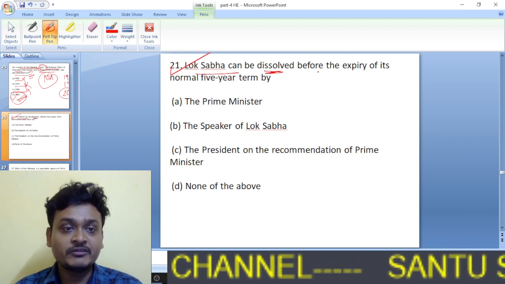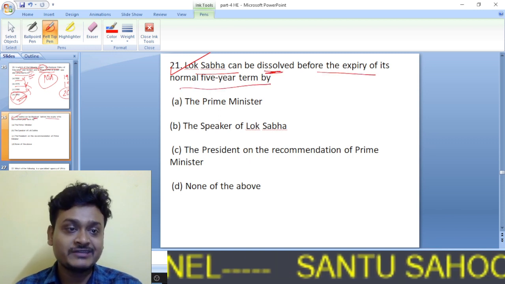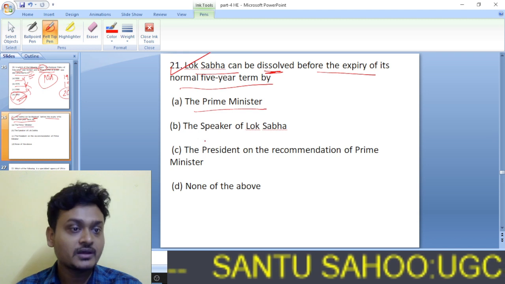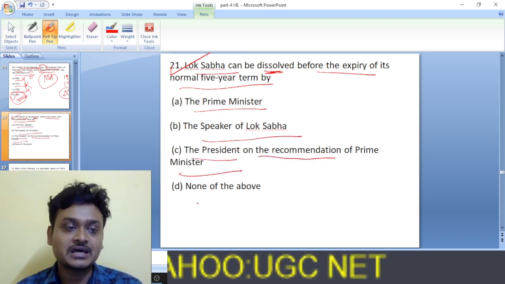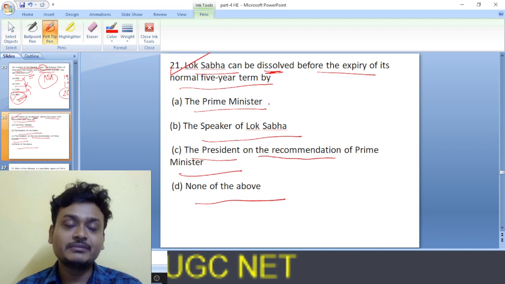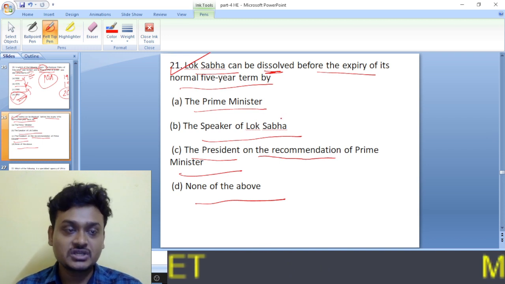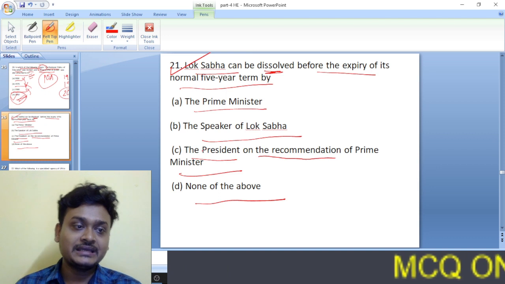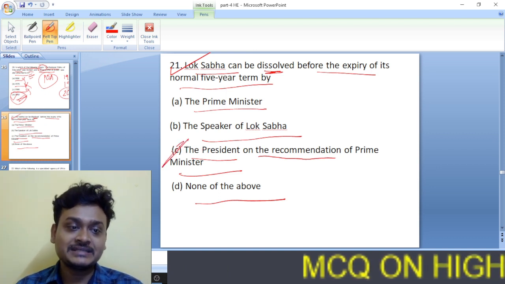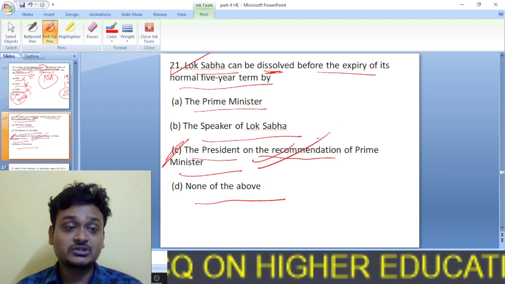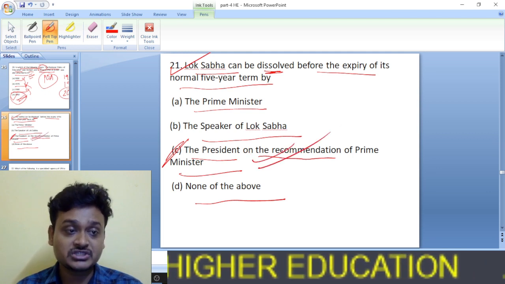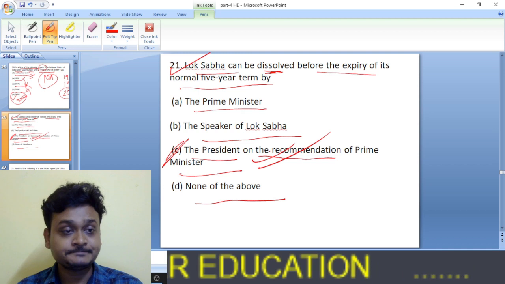It can be dissolved before the expiry of its normal 5-year term by the Prime Minister, the Speaker of Lok Sabha, or the President on the recommendation of Prime Minister, or none of the above. So Lok Sabha can be dissolved before the expiry of its normal 5-year tenure. It can be dissolved by the President, but the recommendation should be given by the Prime Minister. So the President on the recommendation of Prime Minister. So here C is the right option.